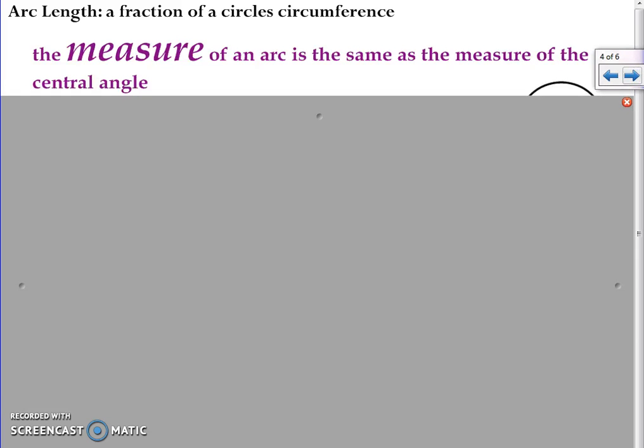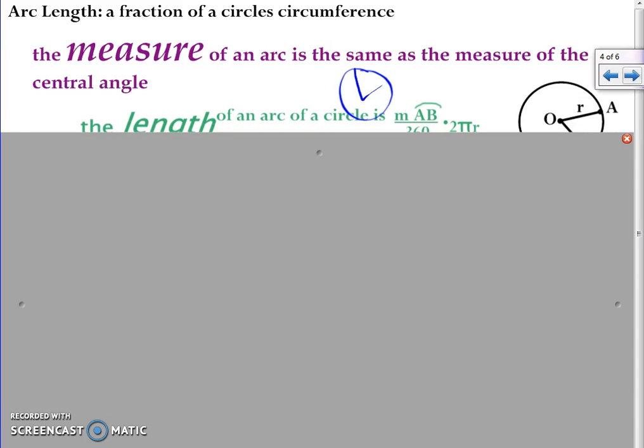All right, so let's try this arc length stuff. Arc length is just a fraction of the circumference. Now, this is a reminder from last chapter. The measure of an arc is the same as the measure of the central angle. So remember when we had a circle, and if this angle right here was 80, the measure of the arc was also 80, right?